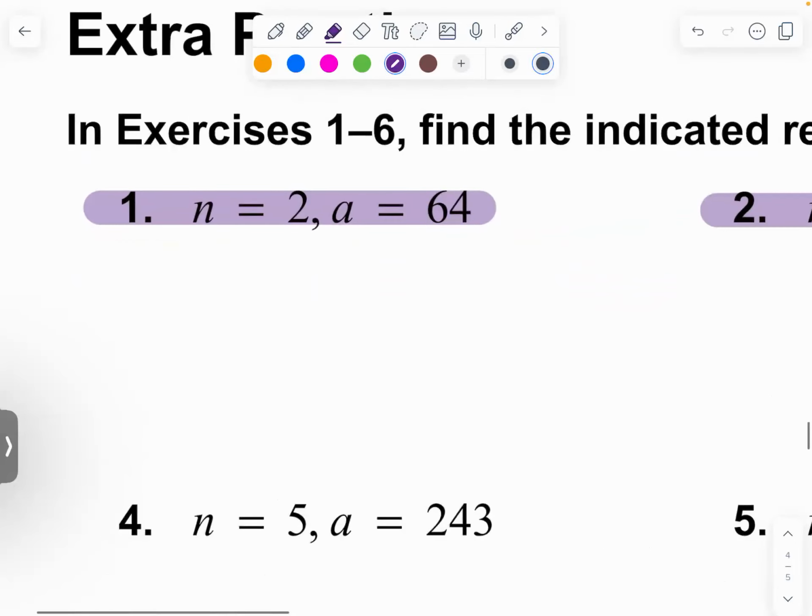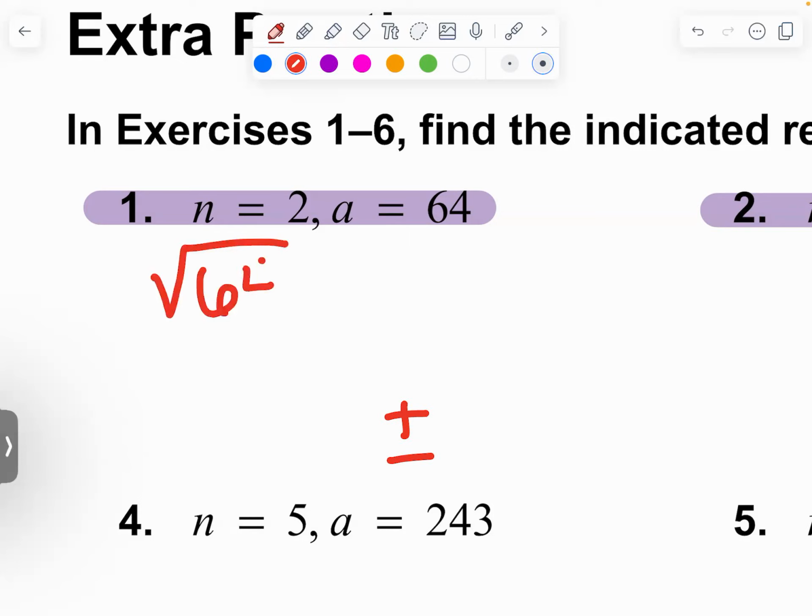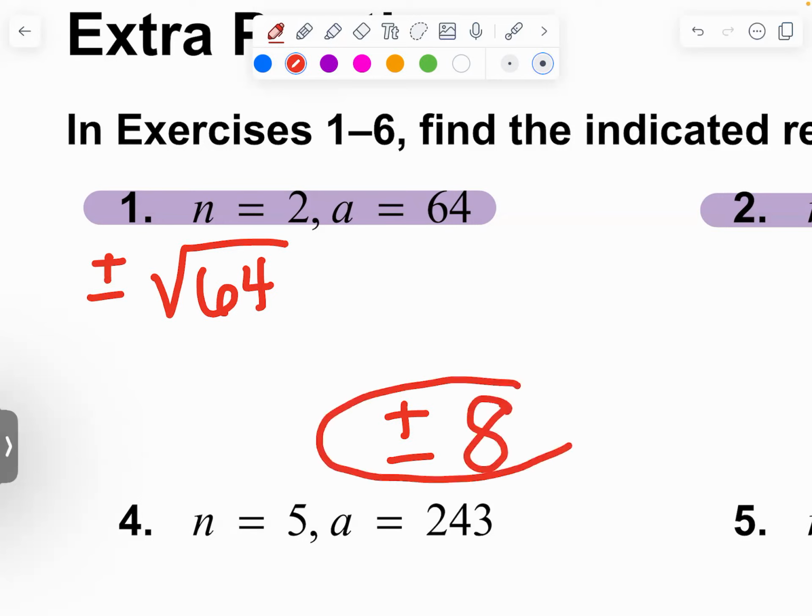Okay, so first of all, if I'm asking you for the second root, since that's even, how many answers are you going to have? Two. Right now you're going to have a positive and a negative answer. Since it's the second root, I'm looking for the square root of 64, which is what? 8 squared is 64. 8 times 8 is 64. 6 squared is 36, people.